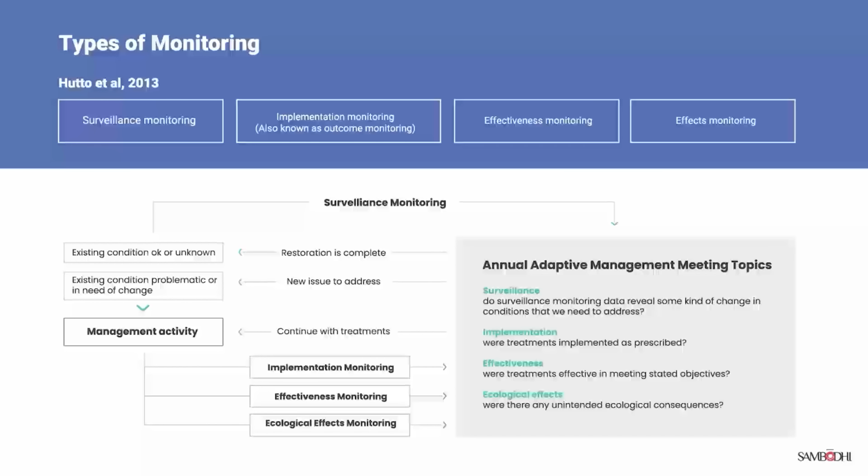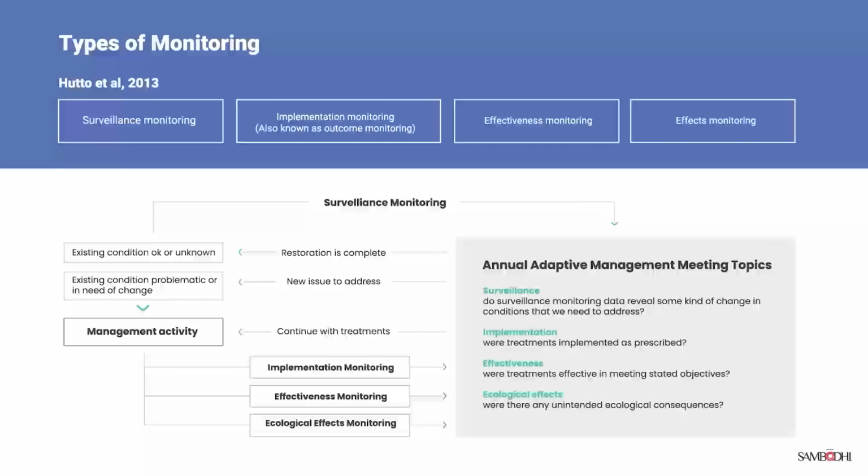The starting point for the conceptual model is given in the clouds in the diagram, such as assessing the existing condition and seeing if it is okay or unknown, and what are its problematic areas, or if it needs any changes. These starting points indicate the current condition of resources, as determined through surveillance monitoring or some other kind of assessment. As seen in the diagram, implementation monitoring will be necessary to determine whether the stakeholders funded the project to be done according to the intended outcomes.